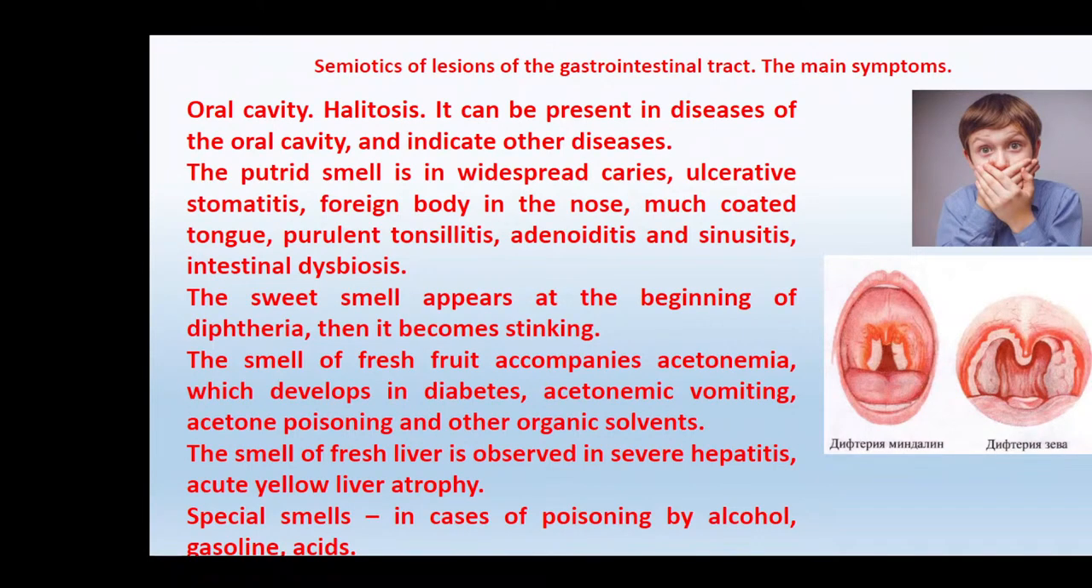The smell of fresh fruit accompanies acetonemia, which develops in diabetes, acetonemic vomiting, acetone poisoning, and poisoning by other organic solvents. The smell of fresh liver is observed in severe hepatitis, acute yellow liver atrophy. Special smells come with poisoning by alcohol, gasoline, and acids.